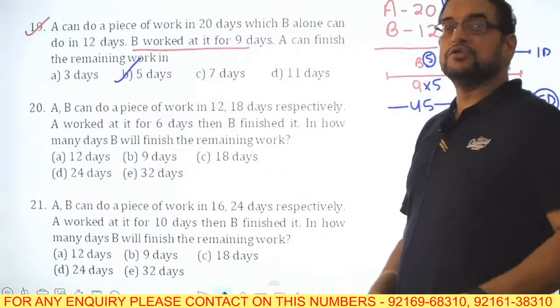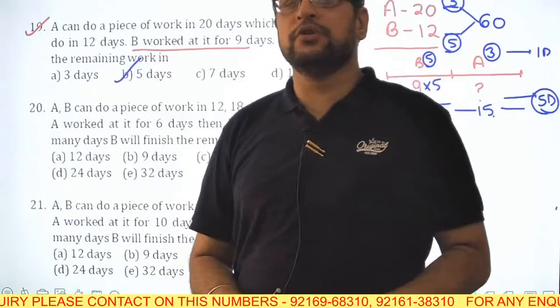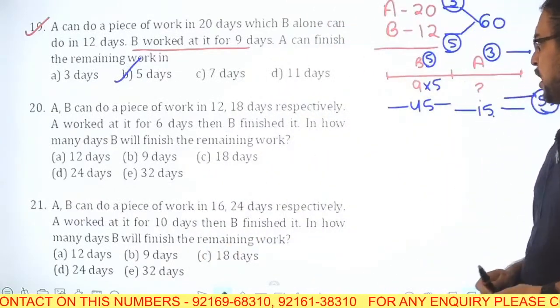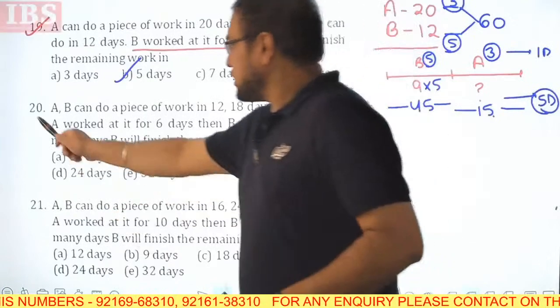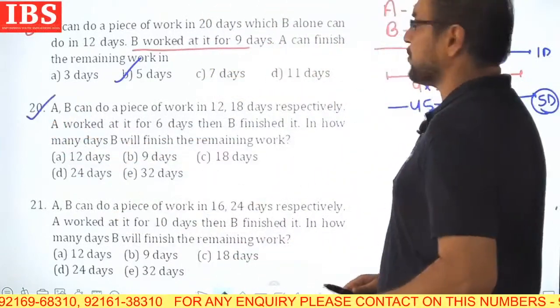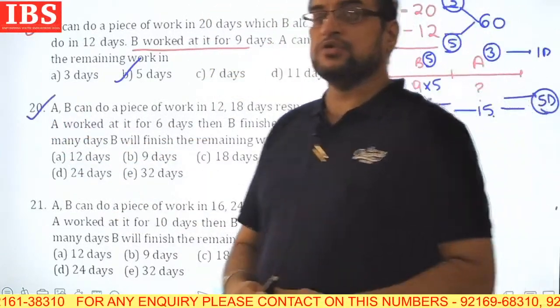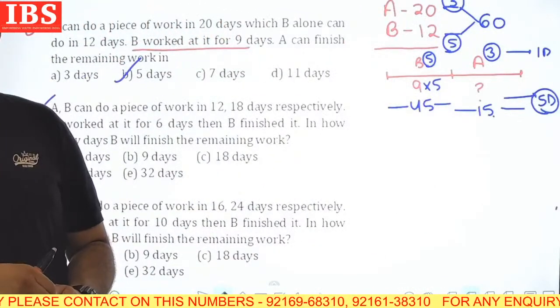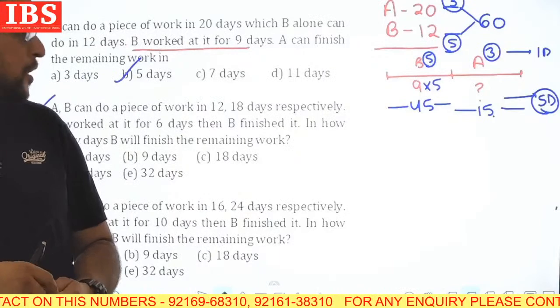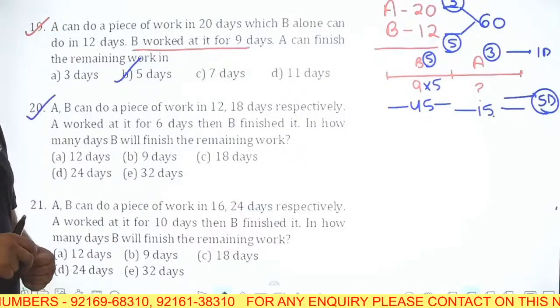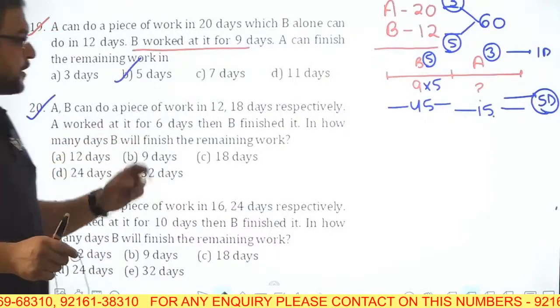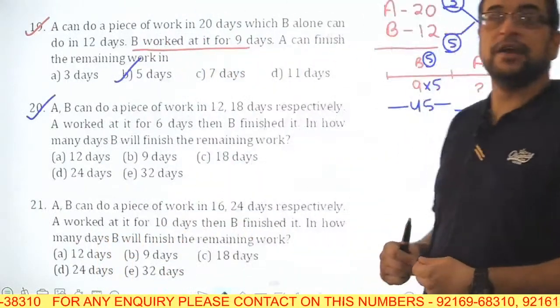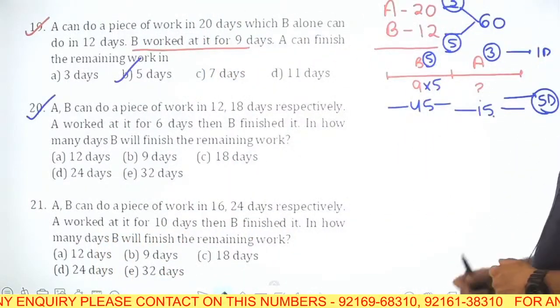So Nandini, 5 answer is correct. Madhu, Purna, Priya, 5 answer is correct. Absolutely correct. So let's move on to question number 20 first. Then I'll take up the question posted by Pawan. So first tell me this question. Question number 20. A and B can do a piece of work in 12 and 18 days respectively. A worked at it for 6 days.